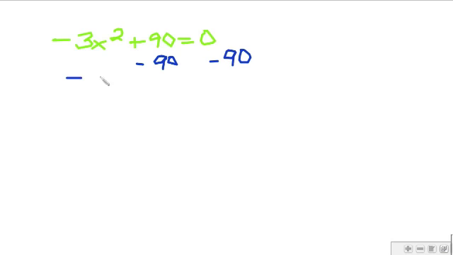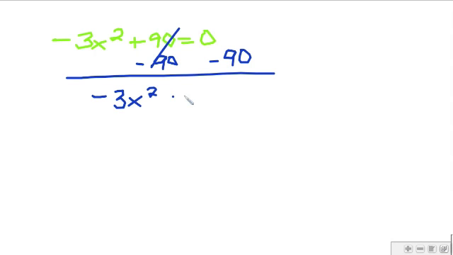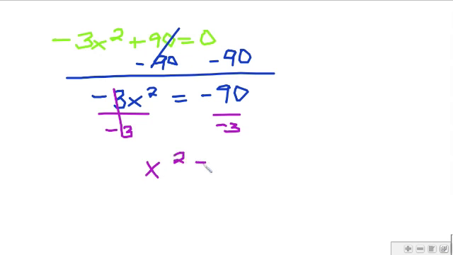Let's look at this one. We have negative 3x squared plus 90 equals 0. All right, so let's go ahead and subtract 90 to get that x squared by itself. Subtract 90. These cancel, and you get negative 3x squared equals negative 90. All right, we're going to divide by negative 3 to each side so we can get the x squared by itself. This cancels, and I get x squared equals, well, a negative and negative's a positive, 3 goes into 90 30 times.